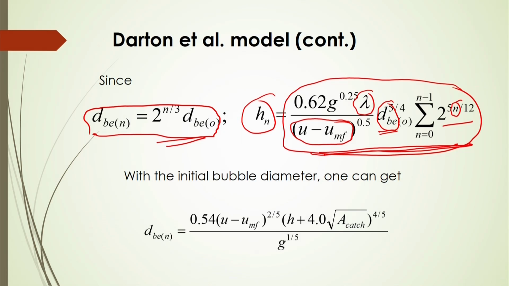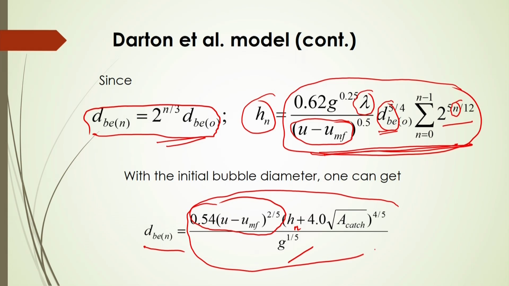then the bubble diameter at that particular nth stage, you can calculate by this 0.54 into u minus u m f into h plus, here h should be h n, that means at a certain height of the bubble fluidized bed, then h n plus 4.0 into root over catchment area to the power 4 by 5 by z to the power 1 by 5. So from these correlations you can obtain the equivalent bubble diameter.